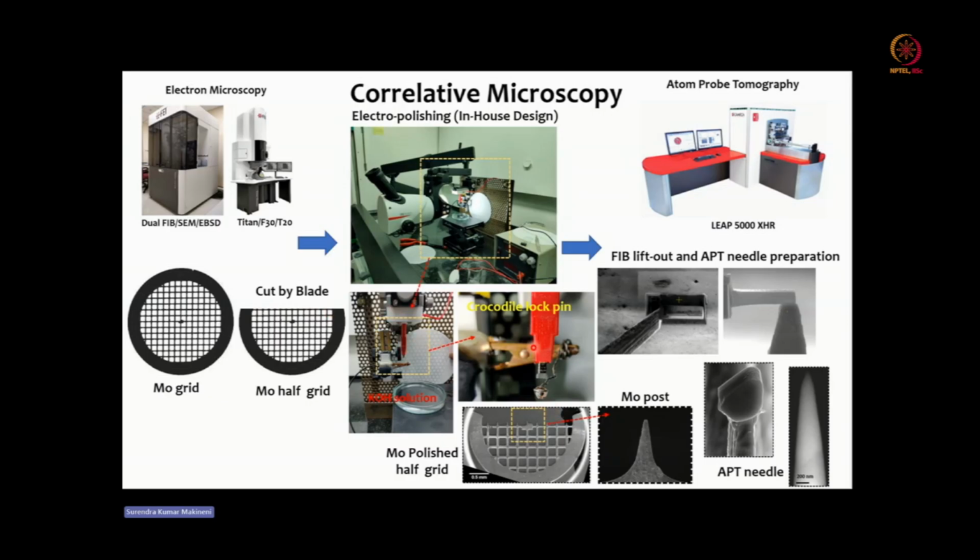Now what you put is this: the cut moly half grid is held by a crocodile lock pin, and another crocodile pin is held with a platinum wire which has a circular hole, and there is an electrolyte. Usually we use sodium hydroxide, and due to the surface tension, this electrolyte is hanging inside that particular hole. Now what you do is, this particular grid, by up and down motion, this rough grid is polished to sharp, smooth needles.